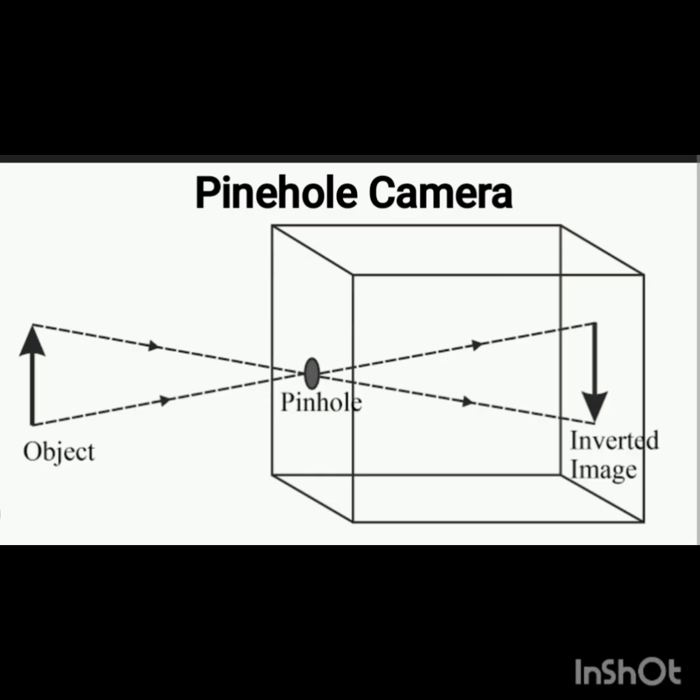Students, a beam of light from the top of the object passes through the pinhole and hits the screen near the bottom. In the same way, another beam of light from the bottom of the object hits the screen near the top after passing through the pinhole. Through this path of light, the image of the object is formed on the screen of the pinhole camera.